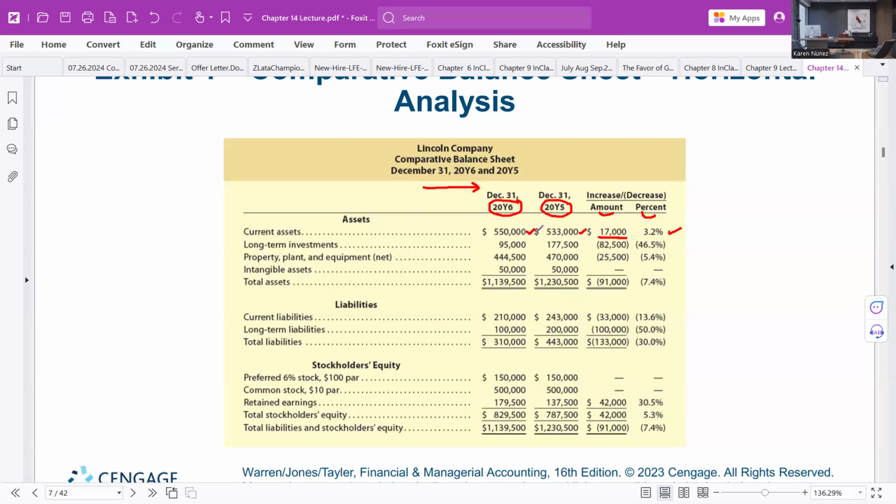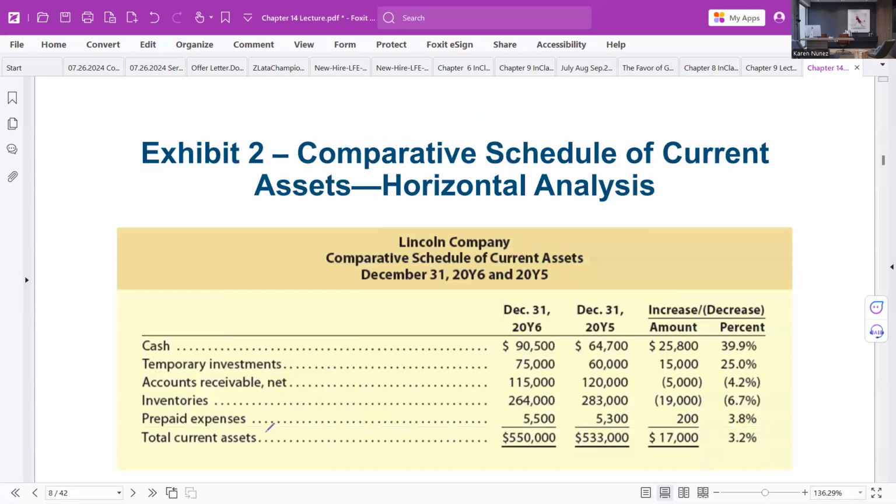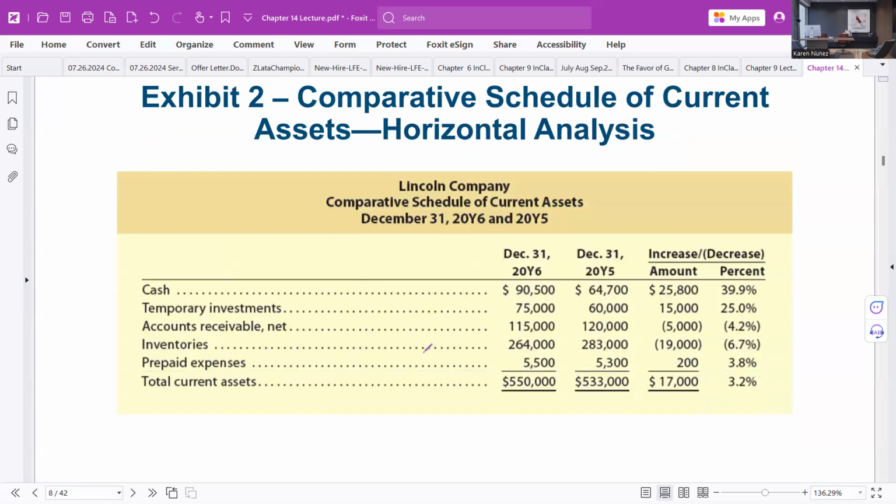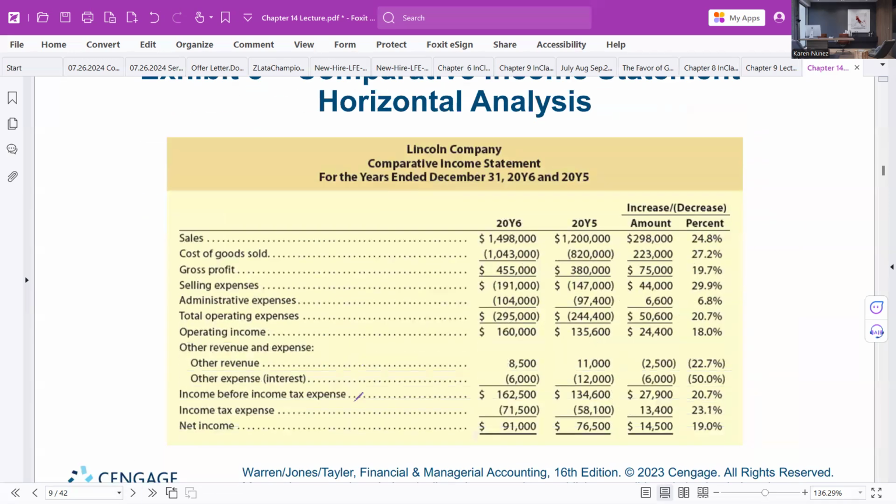And we could do that for every line item on this balance sheet, measuring the change over time in the dollar amount and in the percentage amount. We can do it for not just the balance sheet, but for other schedules as well, like in this case, just current assets. Or we could do it for the income statement.